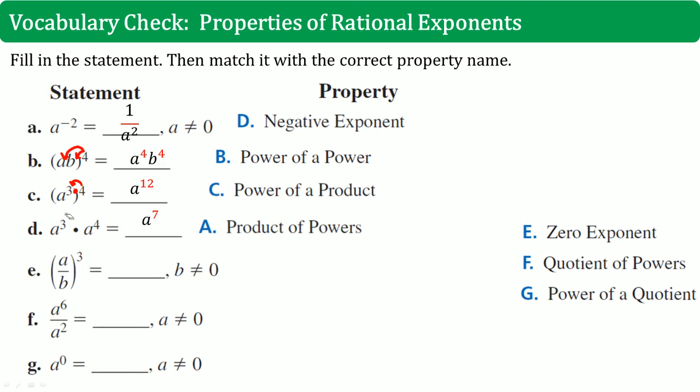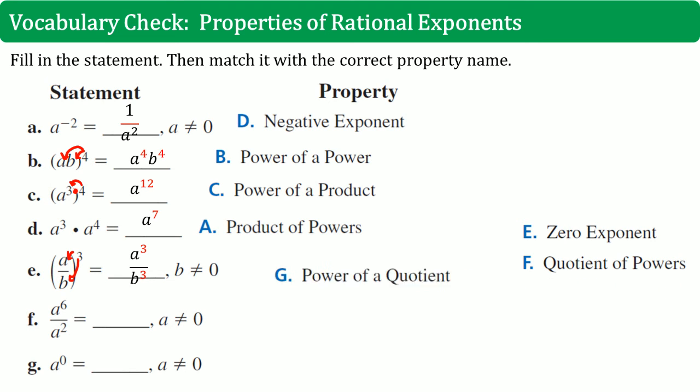a divided by b to the 3rd power. Recall that the 3 is going to be distributed to the top and the bottom. So it's a cubed divided by b cubed. This is called the power of the quotient.